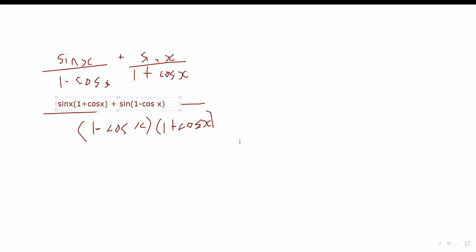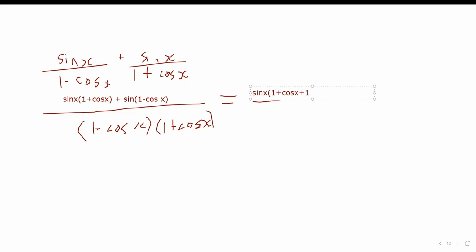If you want to simplify this numerator, you can realize that if you factor out the sine x, you're left with 1 plus cos x plus 1 minus cos x, and the cos x terms are gone. And then in the denominator, what we're left with is 1 minus cos square x. But 1 minus cos square x is, just like what you're thinking, sine square.